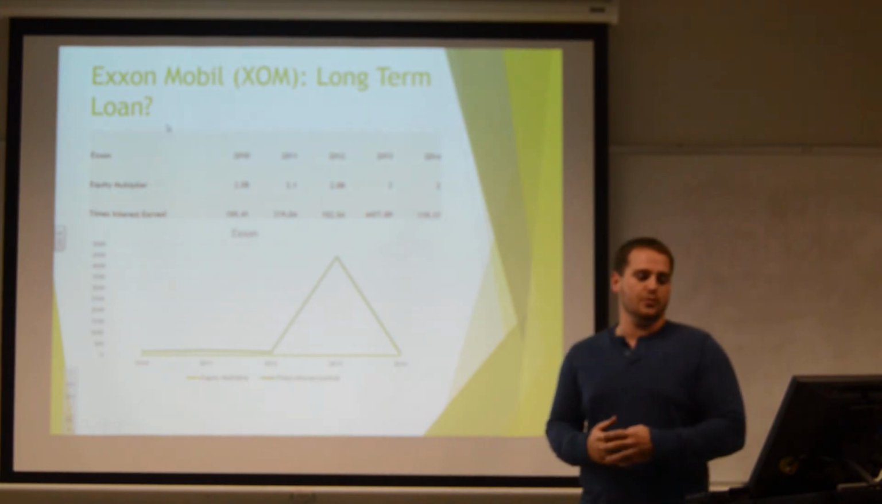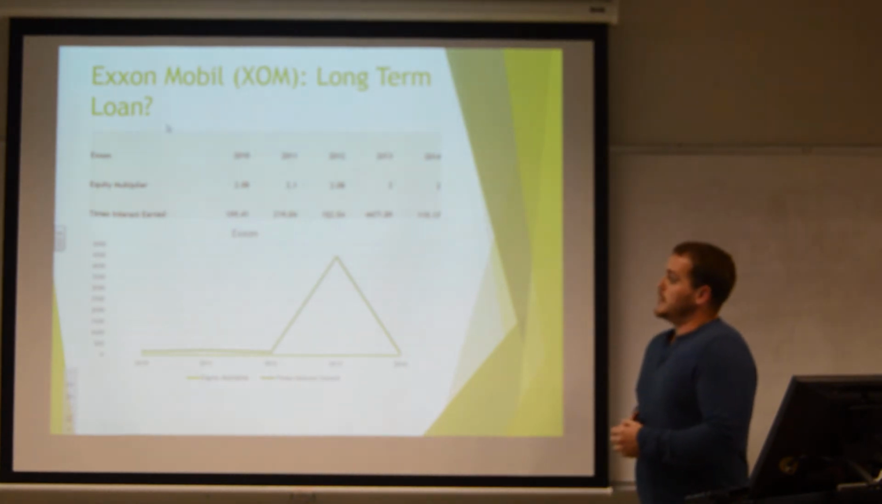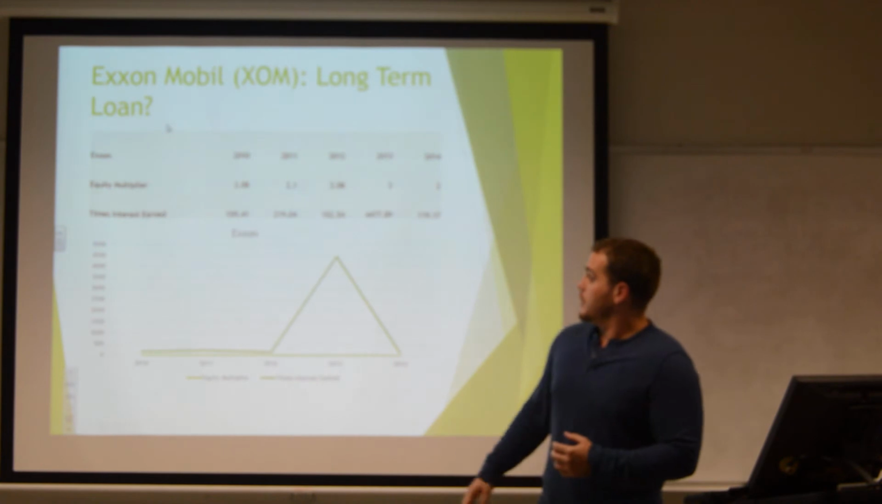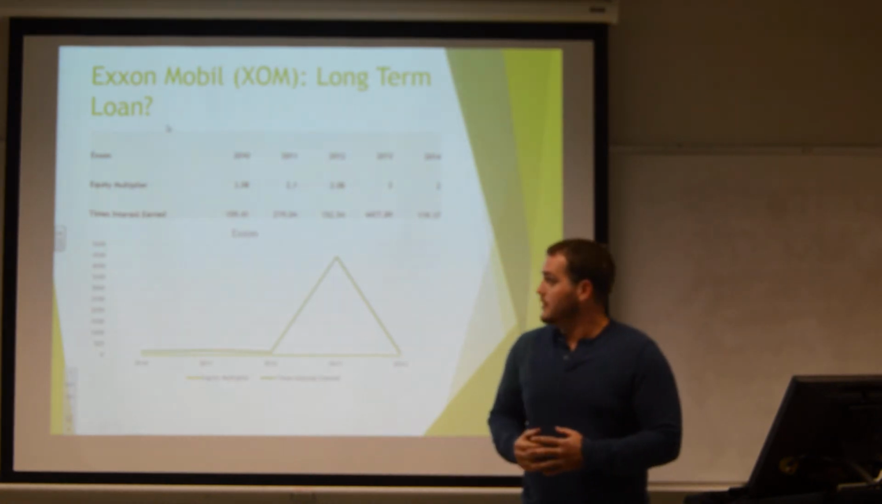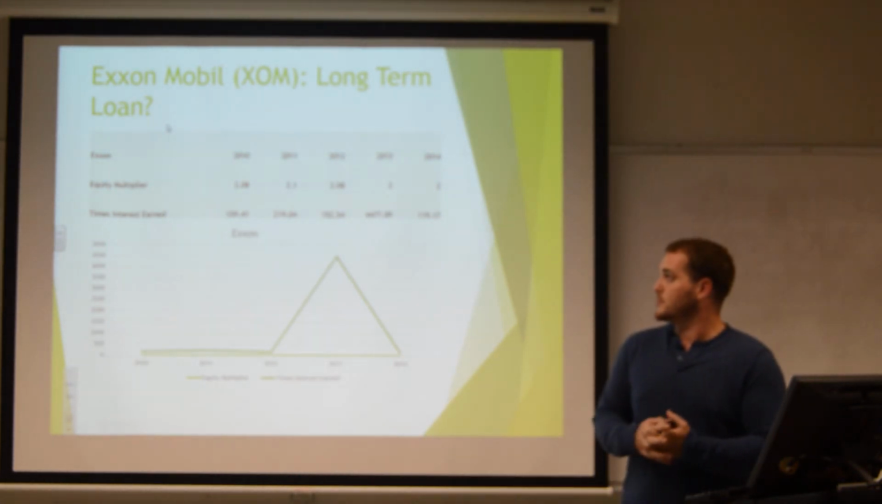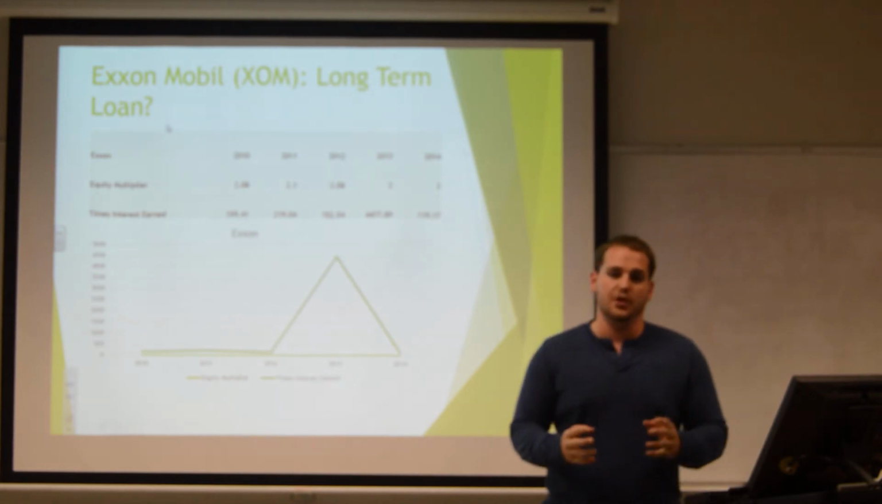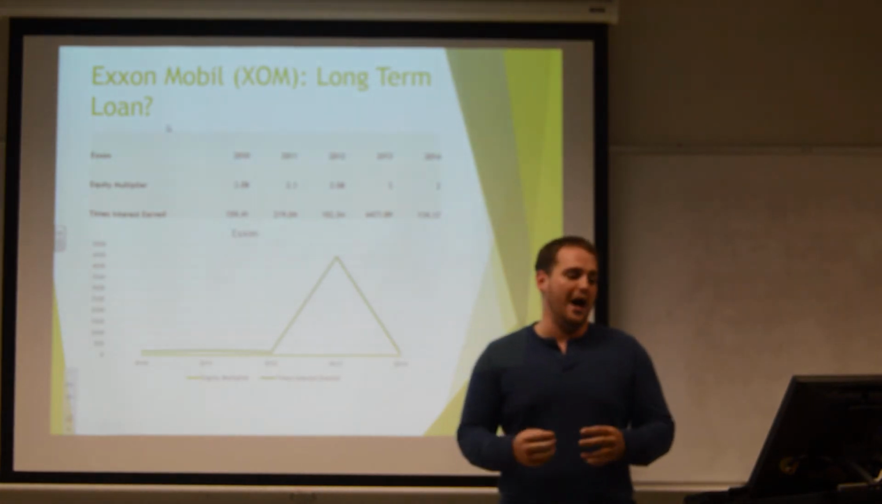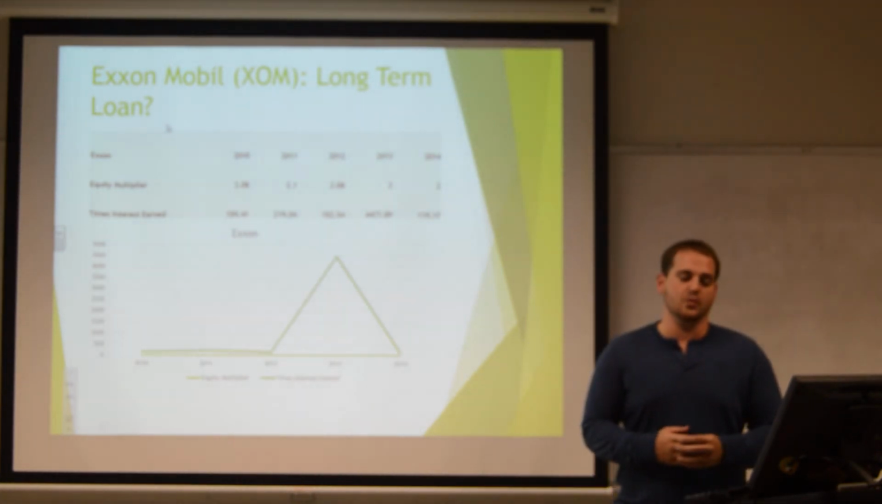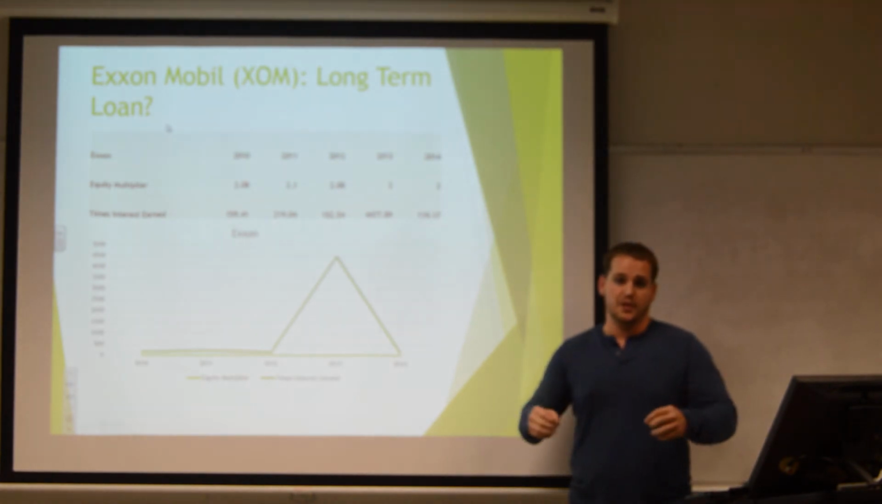ExxonMobil, long-term loan. I did the same ratios with that as well. As you can see in 2013, they had an extremely high times interest earned. I took that out of the ratio because that seems to be a little out of the norm, and I ended up combining just the other ones to find out where that ratio would be, and that's how I pulled it in.